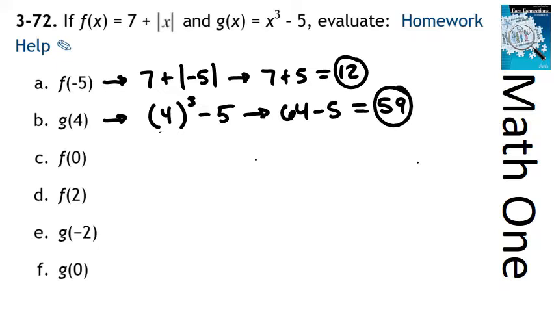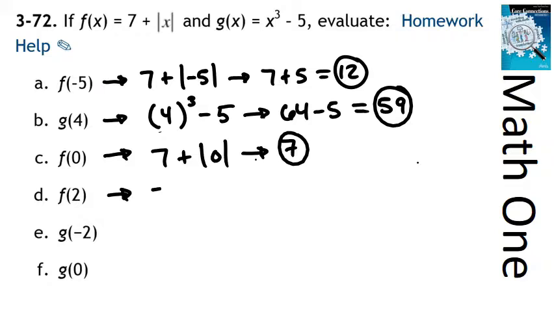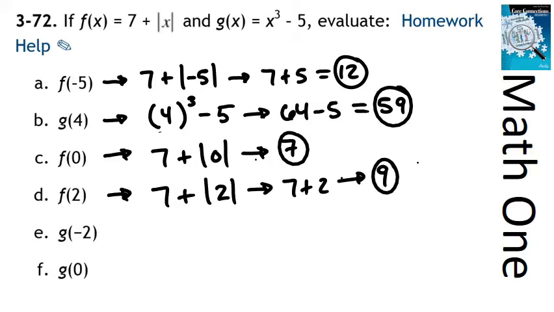Let's see, f at 0, that's pretty straightforward, right? That's just 7 plus the absolute value of 0, which is just plain old 7. F at 2, okay, so I've got 7 plus the absolute value of 2. Absolute value of 2 is 2, so this is 7 plus 2, which is the number 9.